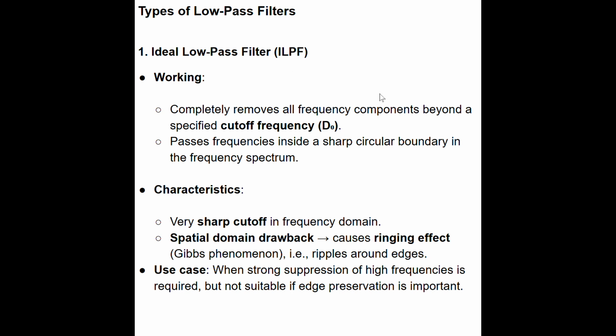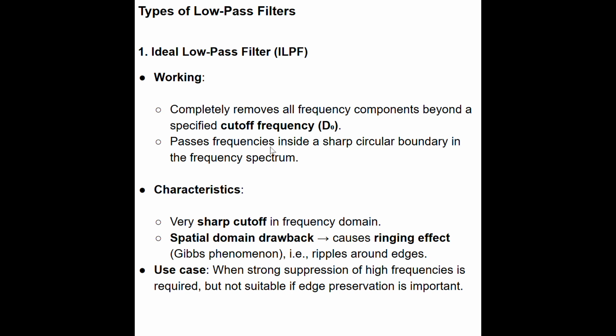There are several categories of low pass filters. Let us see those. The first category is the ideal low pass filter, which has ILPF as a short form, and this is the standard one. So wherever in books you find this word, just remember this is the ideal low pass filter. Its working is it completely removes all the frequency components beyond a specified cutoff frequency. That cutoff frequency is denoted with D0.